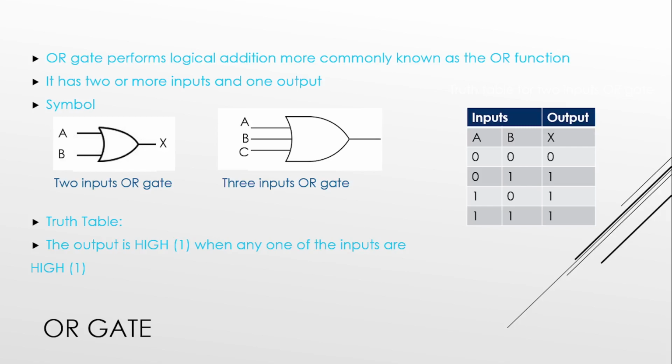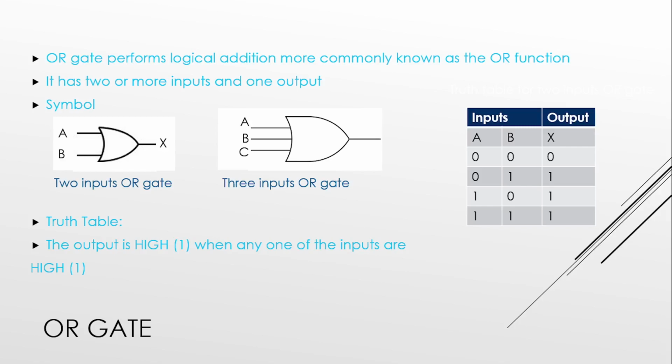Now, look at the symbol of OR gate. The first symbol indicates a two input OR gate. Here A and B are the inputs, two inputs, and X is the output. The next figure shows a three input OR gate where A, B and C are three inputs. Important to note that inputs are indicated by alphabets, and those are capital alphabets.